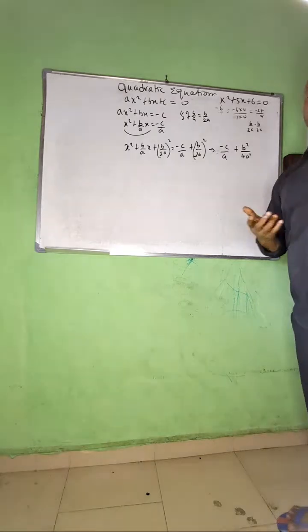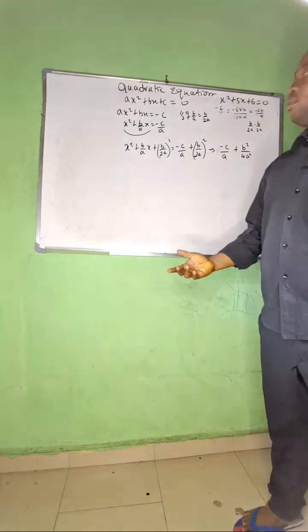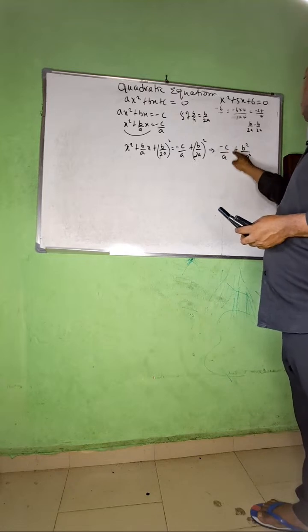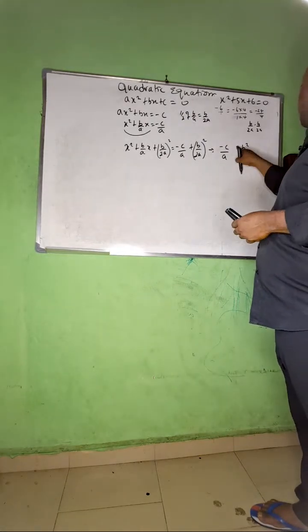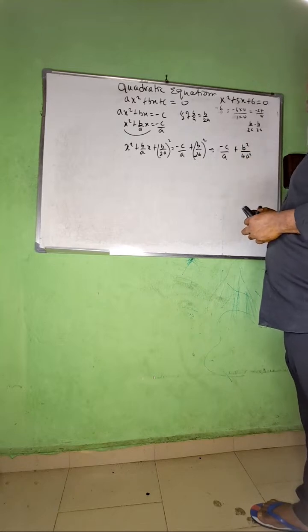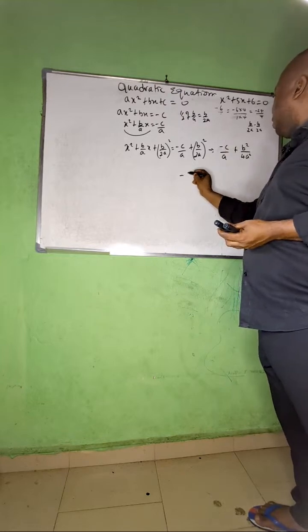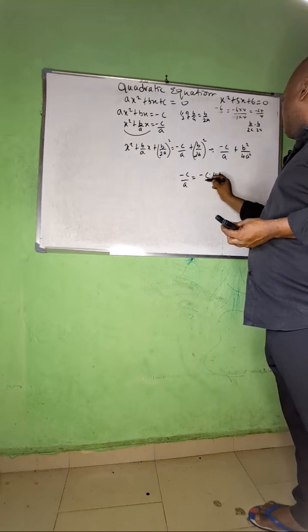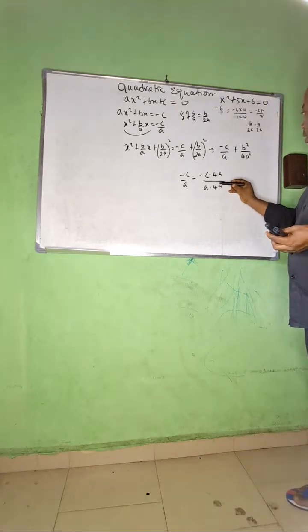I like using a topic we usually teach in grade 7, what we call equivalent fraction. So to do that, I try to change this fraction and look for its equivalent that has the same denominator as this. Now, negative c over a is the same as negative c times 4a all over a times 4a. You see, a will cancel a, 4a cancels out 4a.